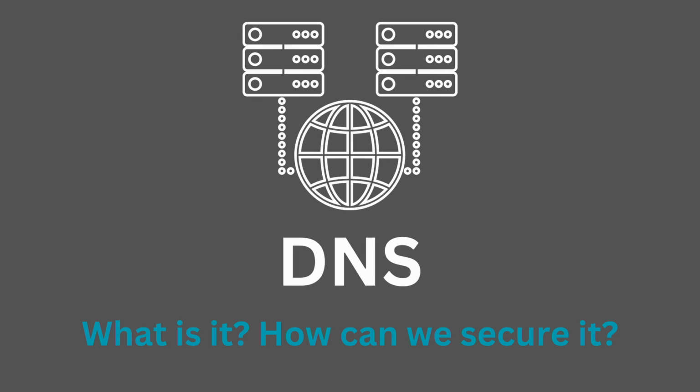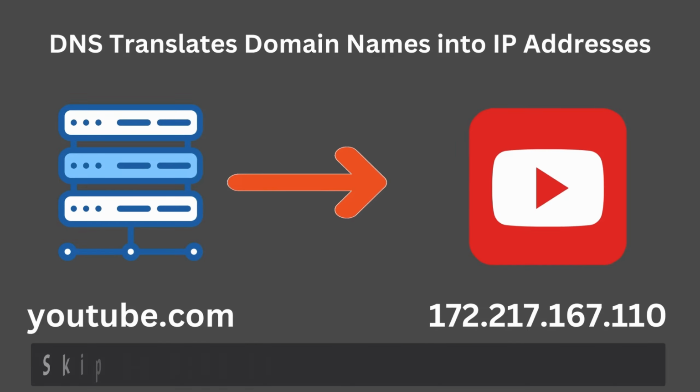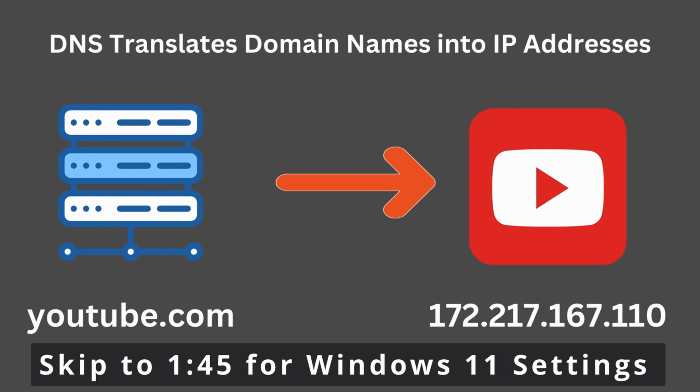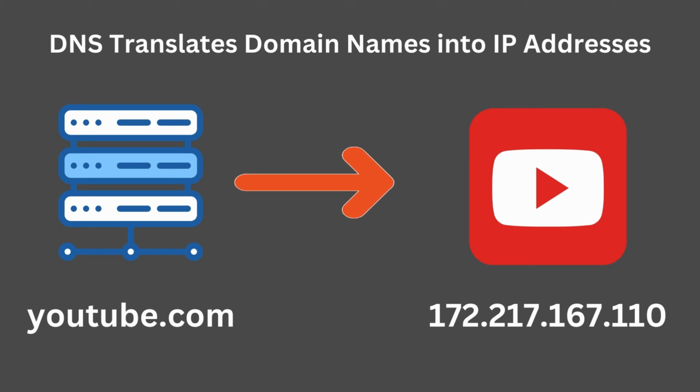So, what exactly is DNS? DNS, or Domain Name System, is a decentralized system that translates domain names like www.youtube.com into IP addresses, like 172.217.167.110, allowing users to access websites using human-readable addresses. It essentially serves as the Internet's address book, directing web traffic to the correct destination servers.